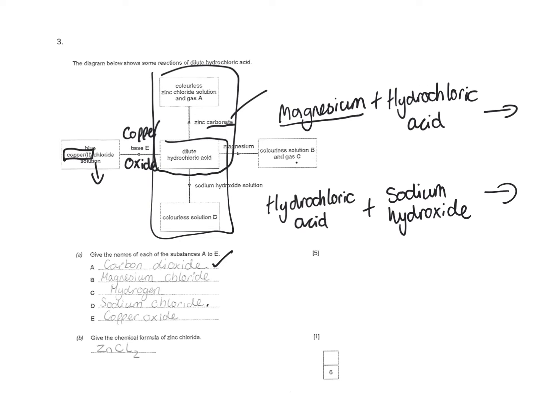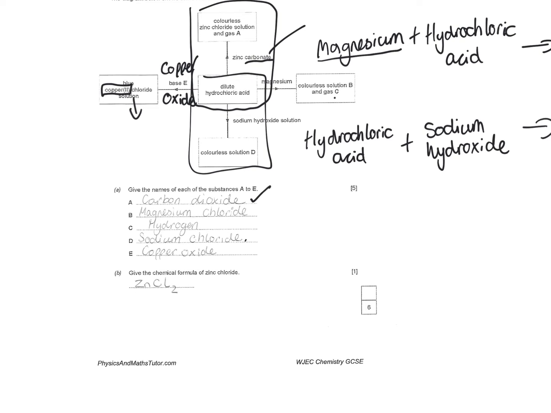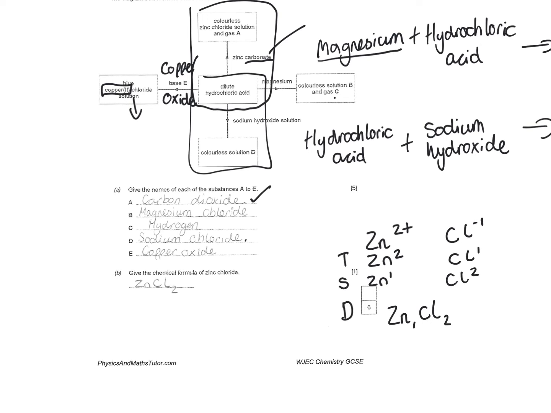Give the chemical formula of zinc chloride. What I would do there is go to your table of ions, which will be at the back. Look and see that zinc is 2+, chlorine is minus. Do top, swap, drop. So put the numbers without the charges at the top. Swap them over. And then drop them down. Anything that's a 1, you don't really need to keep.